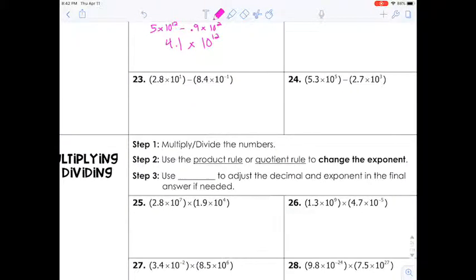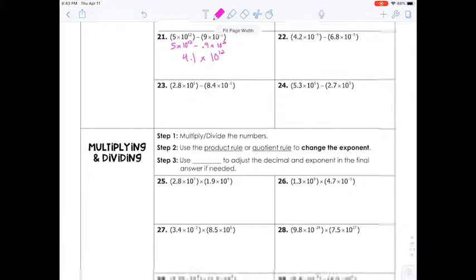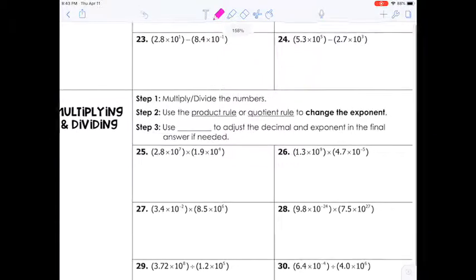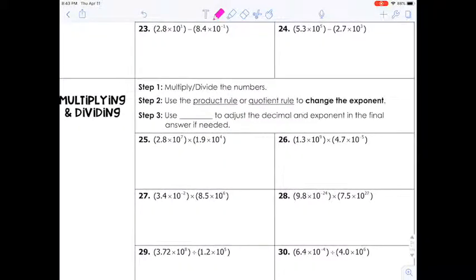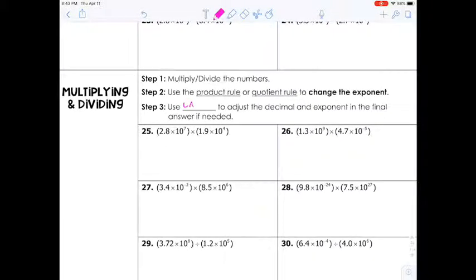Again, the adding and subtracting is going to be some of the more difficult stuff. The multiplying and dividing, we really had a problem with on the quizzes because we must not have done it last year. So step 1, multiply and divide the numbers. Use the product and quotient rule to change the exponent, and use, I guess you can write LARS, maybe we'll eventually figure out what that is. Left add, right subtract, to adjust the decimal and exponent in the final answer as needed.